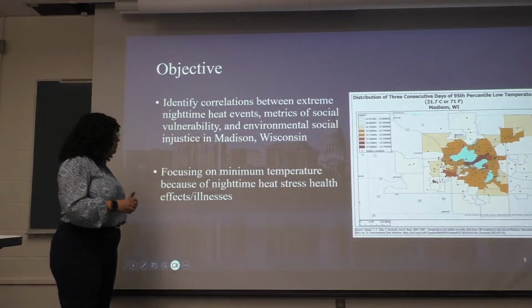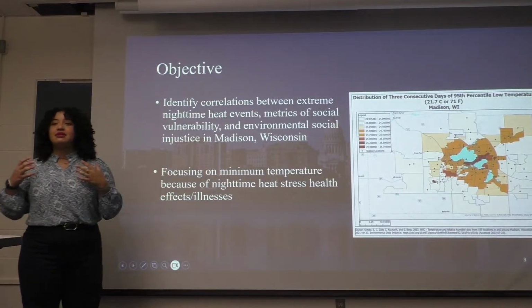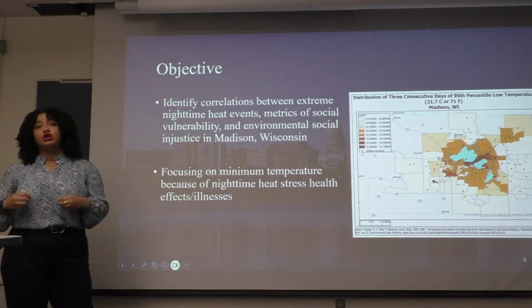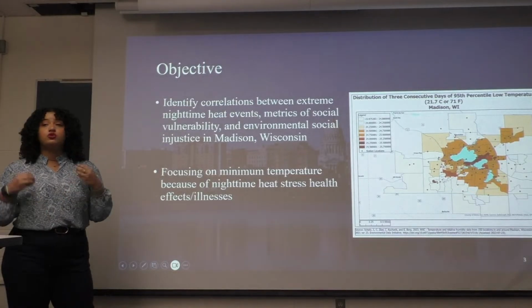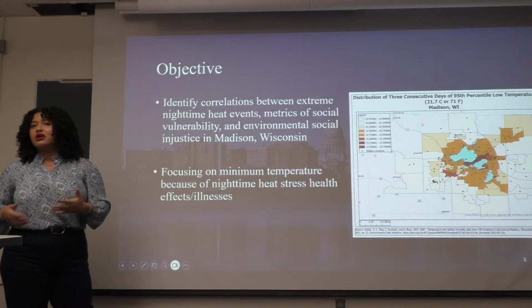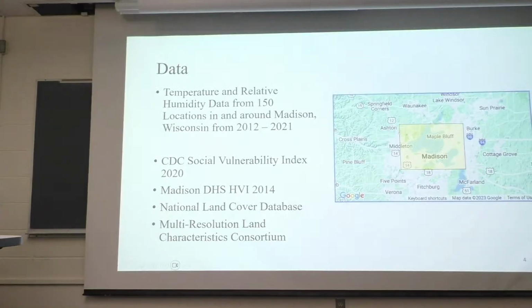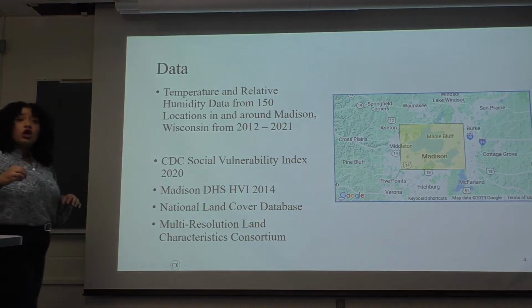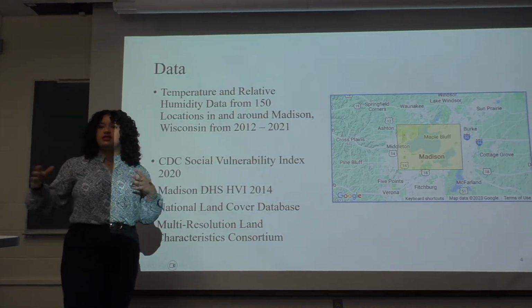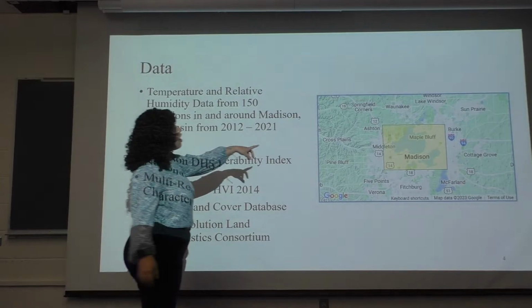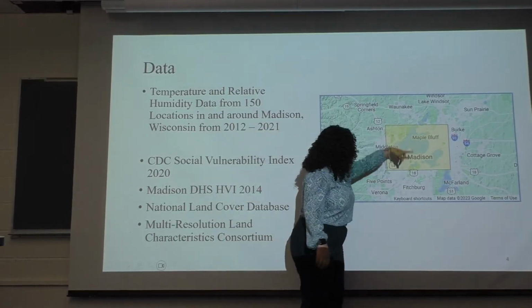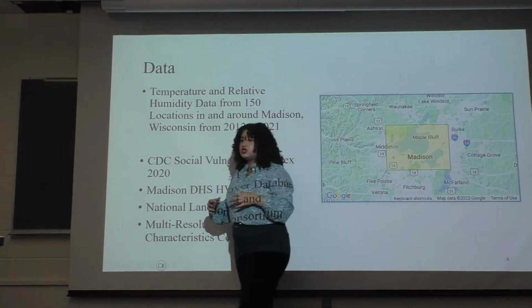And why we focus on minimum temperature is because that nighttime heat stress is very detrimental to your health. When you're constantly exposed to extreme heat events, it can lead to heat-borne illnesses such as heat stroke and affect people with pre-existing health conditions. So the data that we used was from 150 stations across the Isthmus and the Madison area. They're actually all included in this yellow box right here. That's the extent of where those stations were.